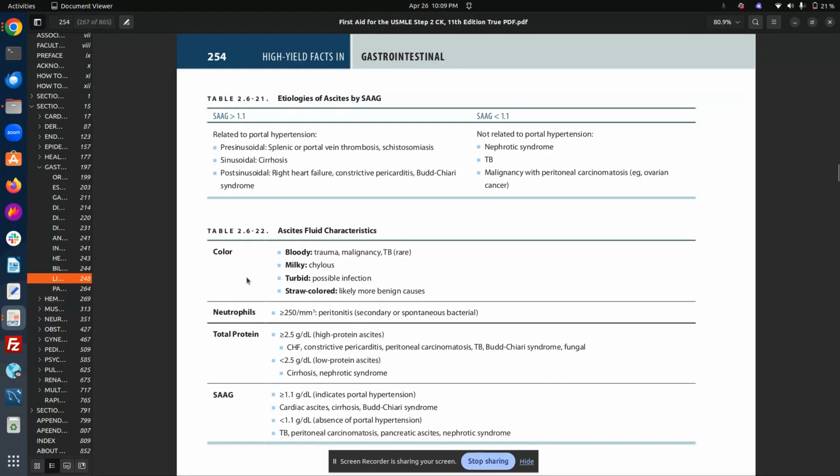If that ascitic fluid is bloody, it could be due to trauma. During the tap, it could rupture any vessel and lead to bloody ascitic fluid. Okay, malignancy and TB are very rare causes of bloody ascitic fluid. When there is milky ascitic fluid, think about chyle. Okay, when it is turbid, think about infection. When there is straw colored ascitic fluid, think about benign causes.